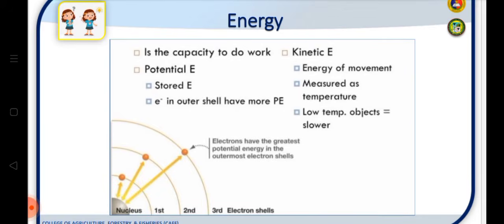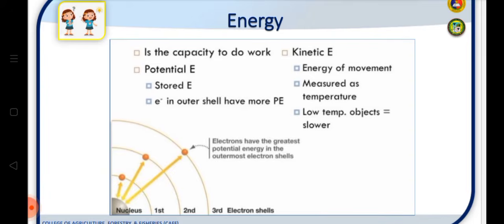Okay, so in potential energy, we can see in this illustration that electrons in the outer shell have more potential energy. So electrons have the greatest potential energy in the outermost electron shells. While kinetic energy is the energy of movement and is measured as temperature. So low temperature objects means slower movement.